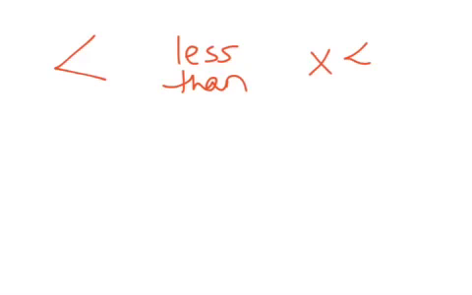All right, the next symbol. Reading it from left to right, we would say less than. Our example is x is less than 3. I bet you can guess that the solution set would include all numbers less than 3, but does not include the number 3.